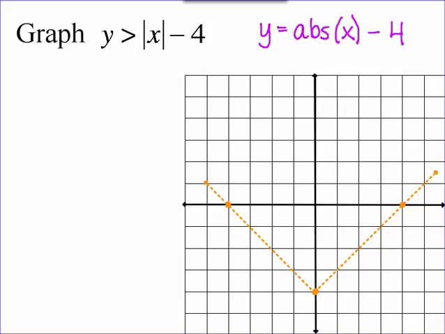Okay, so now if you notice, just as with the line, I have two regions. I have one inside the absolute value, inside the V, and I have one outside the V. I could call these region 1 and region 2. Now, is there any rhyme or reason to what I'm calling 1 or 2? No. It's just the first one I picked. So the first one here I picked is the one inside the V.